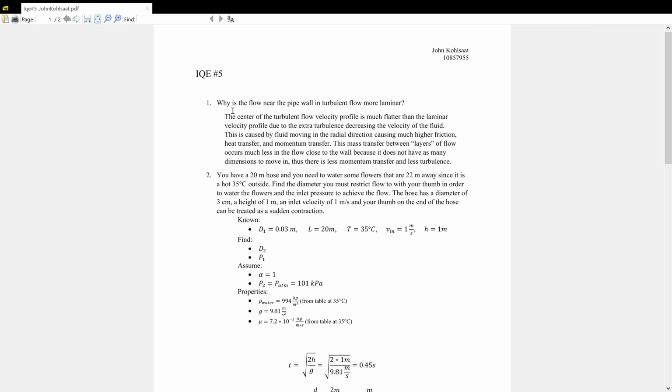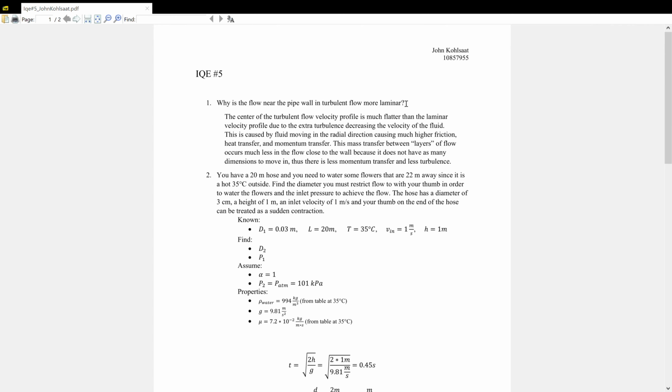Alright, so the first question is, why is the flow near the pipe wall in turbulent flow more laminar than the flow in the center? And this is essentially because turbulent flow is caused by the momentum losses where the water flows in the radial direction, or between the layers that would be in laminar flow.